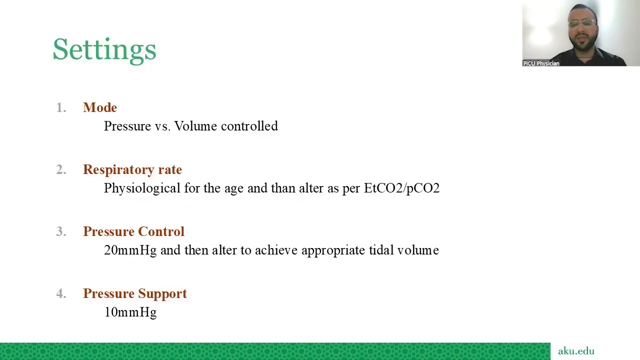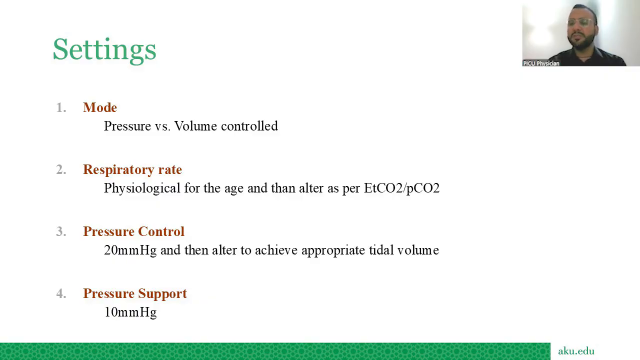But if you're selecting SIMV, then there are two options: either select pressure control or volume control. That means in SIMV mode, if you select pressure, then you can control the pressure that is delivered to the lungs, but you cannot control volume. The other way around, if you select volume SIMV, you can control the volume or tidal volume that is delivered to the lungs, but you cannot control the pressure. Okay. So, for example, we select SIMV pressure control.